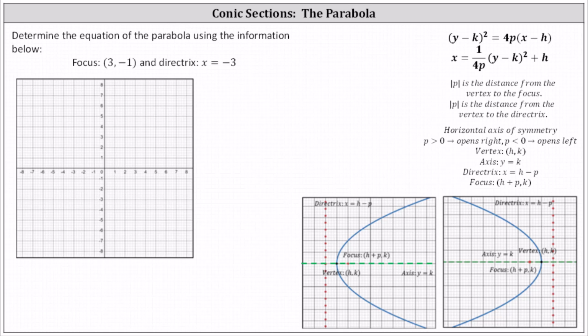In this lesson, we will determine equations of parabolas given the focus and directrix. In the first example, we're given the focus is (3, -1), and the directrix is x equals -3. Let's go ahead and plot the focus and sketch the vertical line x equals -3, which is the directrix.